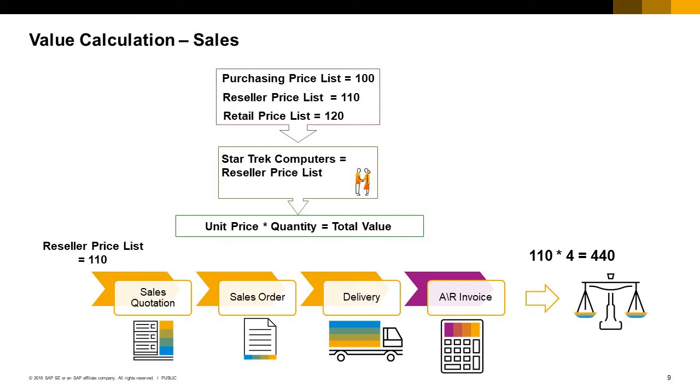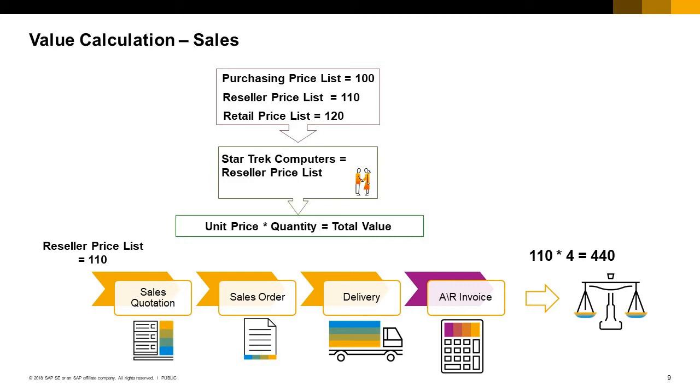Each one of them is represented in a different price list. Star Trek Computers is a reseller customer, and so his default price list as defined in his master data record is the reseller price list. Therefore, in the sales quotation, the unit price for a portable media player is 110, the price from the reseller's price list. The salesperson Gene enters quantity of 4. The total value of the quotation is 440, assuming there are no additional items in the quotation and that no discount, freight charges, or tax amounts are added.